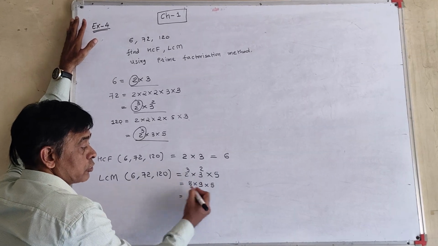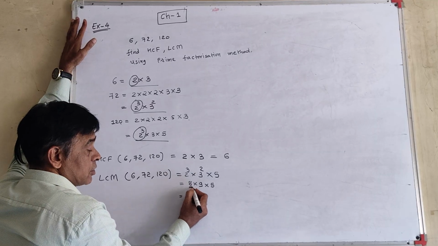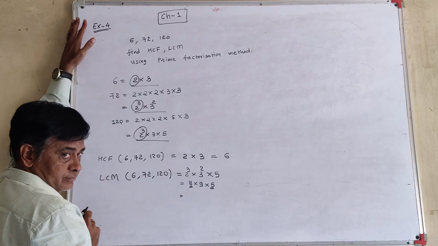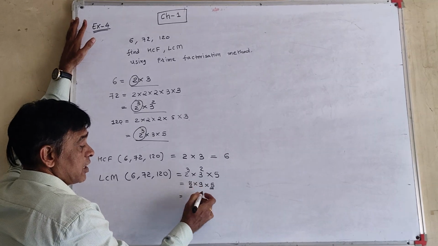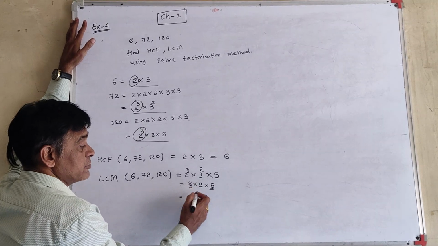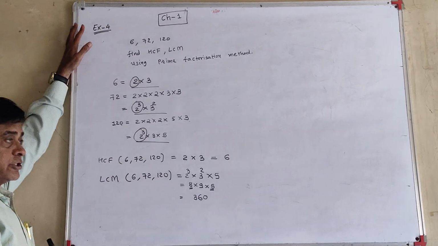Now the product of these. What is the easy method to multiply? 8 fives are 40, and 40 nines are, 0, 4 nines are 36. So LCM of these three numbers is 360.